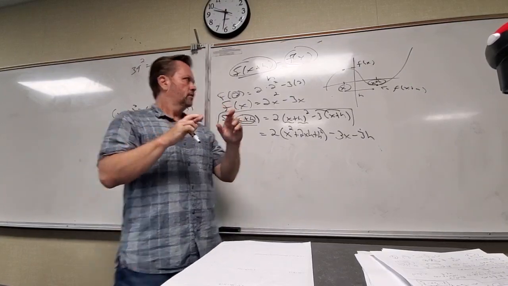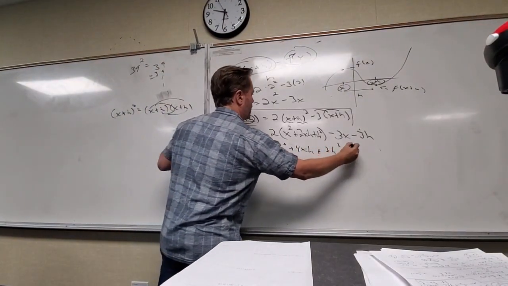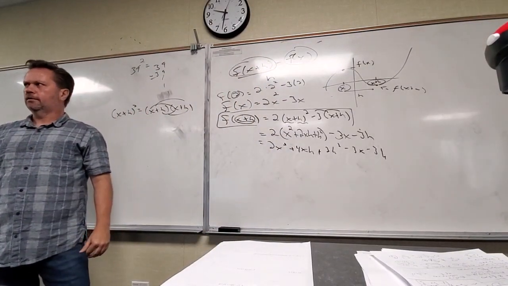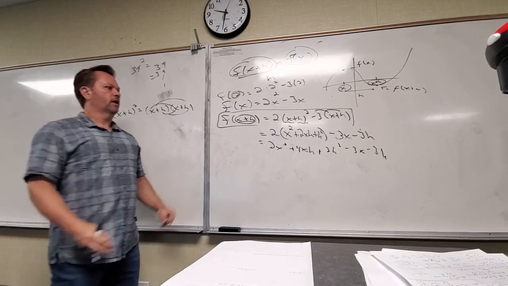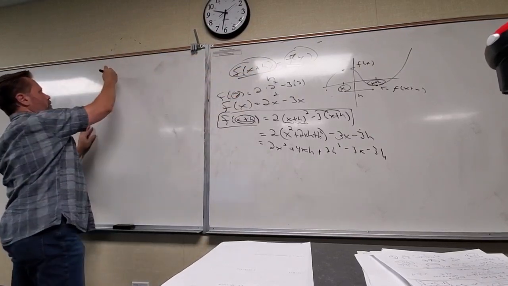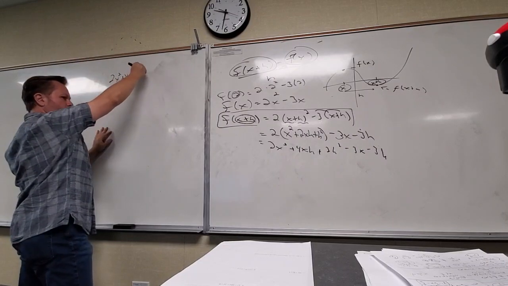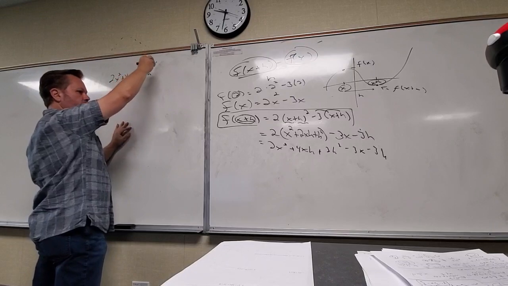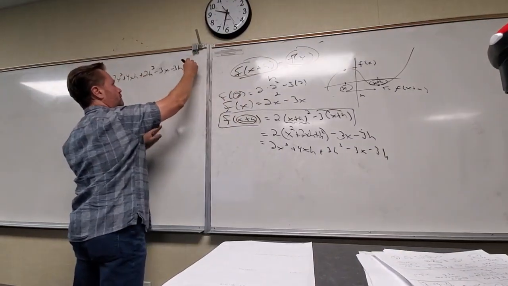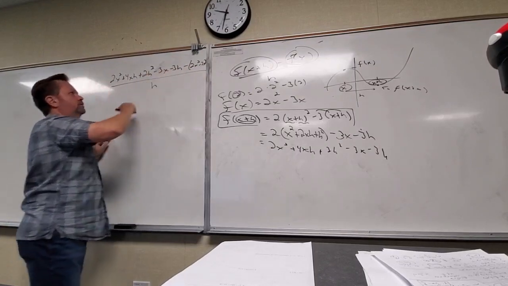And then we can do 2x squared plus 4xh plus 2h squared minus 3x minus 3h. Is everybody with me? Okay. So I can take this entire thing and throw it right there: 2x squared plus 4xh plus 2h squared, minus 3x minus 3h, minus this, all over h.